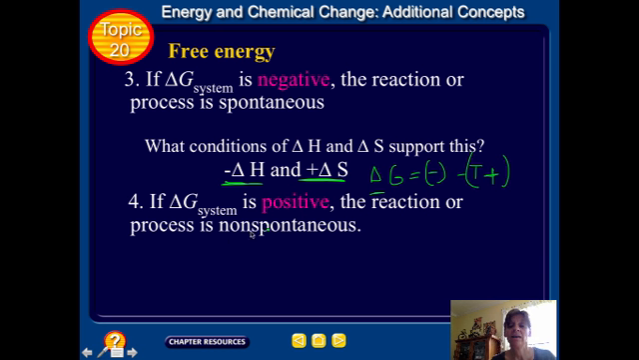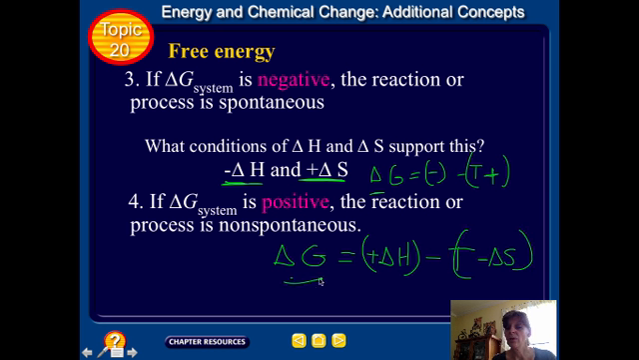Now, if delta G is positive, it will be non-spontaneous. We talked about photosynthesis being non-spontaneous. And if we think about it, the delta G of photosynthesis would be a positive delta H, because energy is absorbed, endothermic, minus temperature times a negative delta S. A positive minus a negative is always going to be a positive, so photosynthesis is non-spontaneous and the delta G is positive.